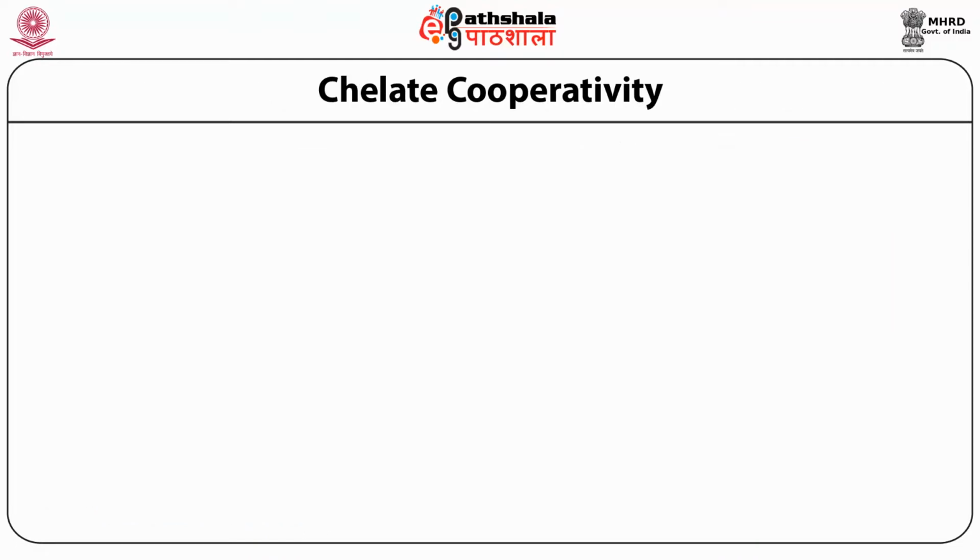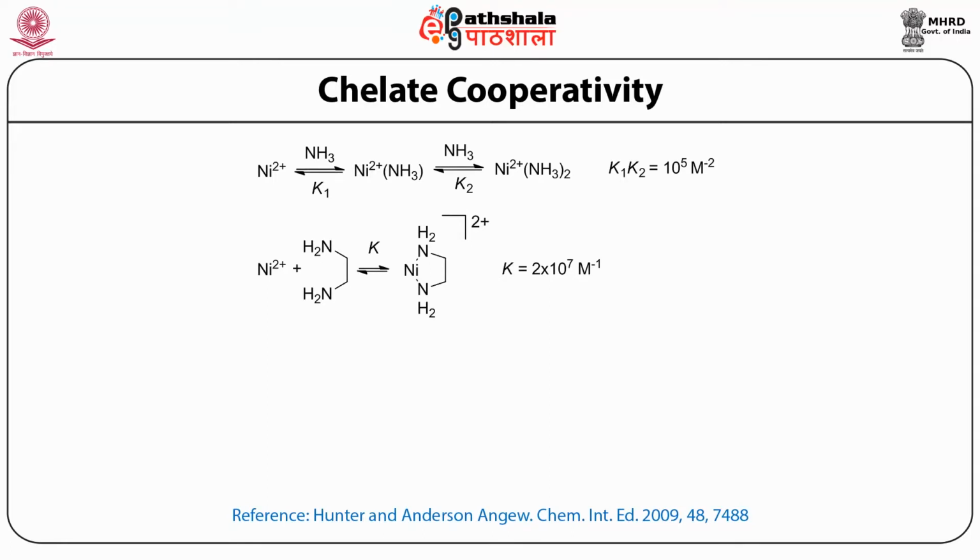So let's understand another type of cooperativity, called chelate cooperativity. This cooperativity is a little more complex than allosteric cooperativity. Here nickel 2 plus gets bound to 1 ammonia molecule to begin with, with an association constant K1, and then it binds a second ammonia molecule to give this product. As we know, for consecutive reactions the overall binding constant is the multiplication of each binding constant. So K1 into K2 is 10 to the power 5 mole inverse to the power 2.